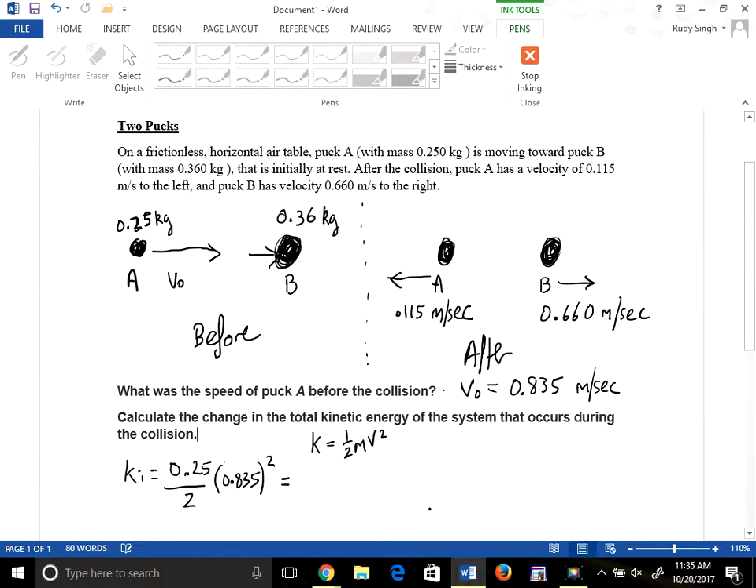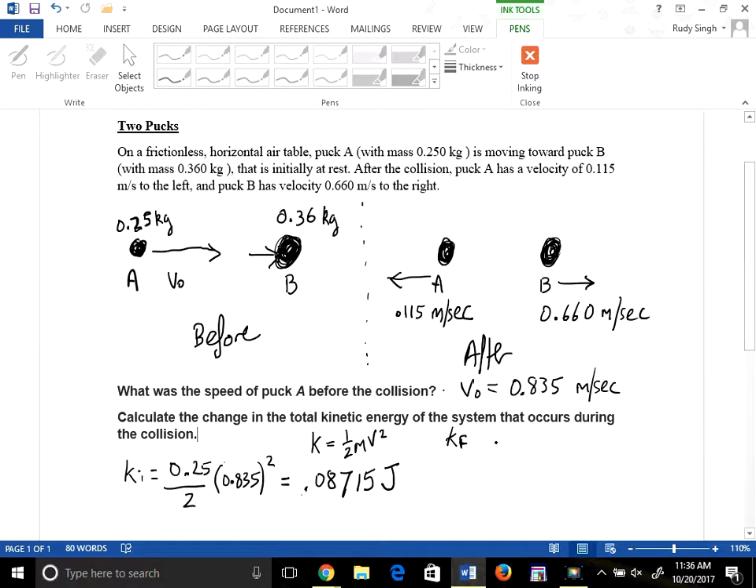So if we calculate that out, we get 0.087. Let's put a few decimals because we're going to round this at the end here: 0.08715 joules. The final kinetic energy now is dependent on the speed of A and the speed of B. So they hit each other and then they bounce away from each other. And if there's no change in kinetic energy, we would call this an elastic collision, where the kinetic energy is preserved before and after.